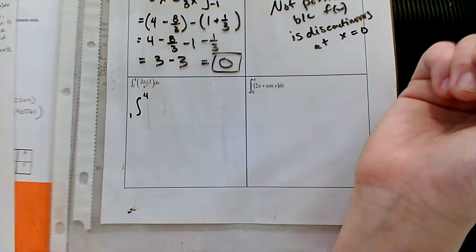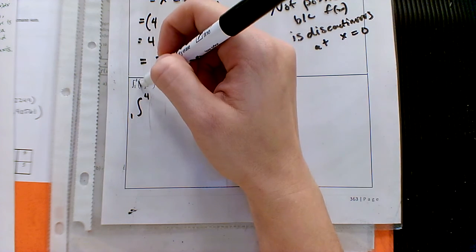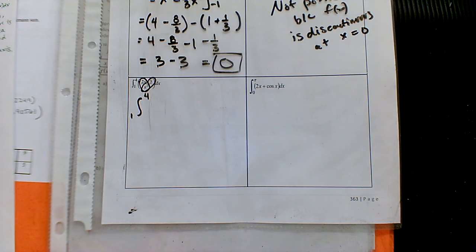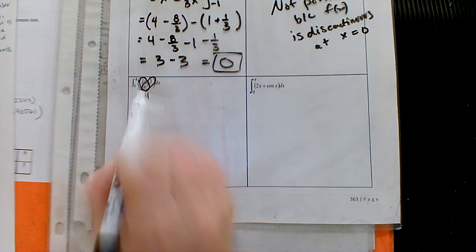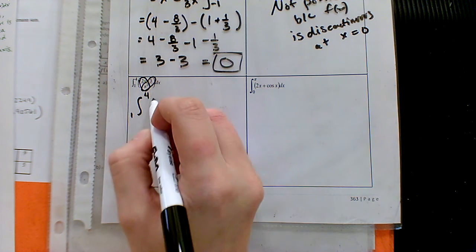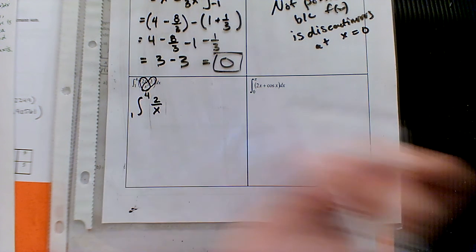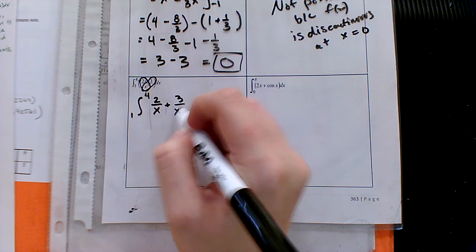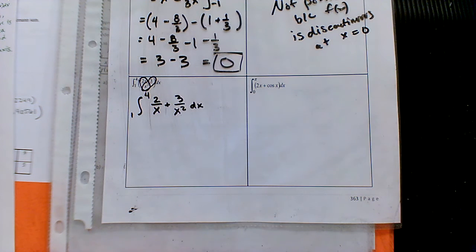Let's see, we're dividing by one term on the bottom. So let's maybe divide each piece, split it up, divide separately. So 2x divided by x squared would be 2 over x. And then we would have 3 over x squared.